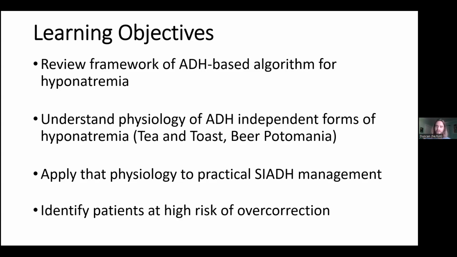And then we talked about patients who are at high risk of overcorrection. Again, any ADH independent form, particularly look out for beer potomania. Those are very high risk patients for developing overcorrection. Again, how much that contributes to ODS is unclear, but the concurrent alcohol use and the hypokalemia are definitely risk factors for ODS. So keep a lookout for those patients, because it's often tempting to give extra crystalloid, extra fluid, because they look unwell and maybe a little bit hypovolemic, but that's actually not the underlying physiology.